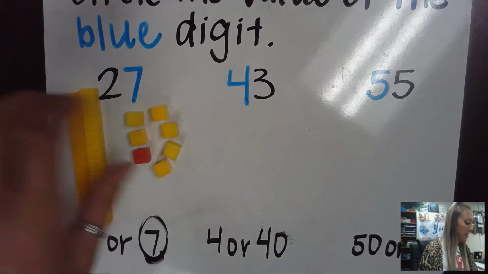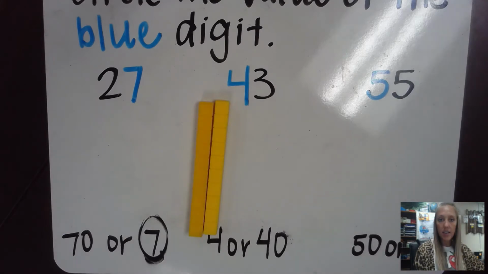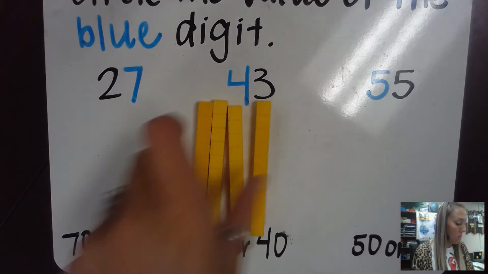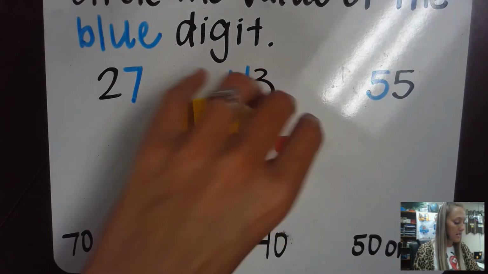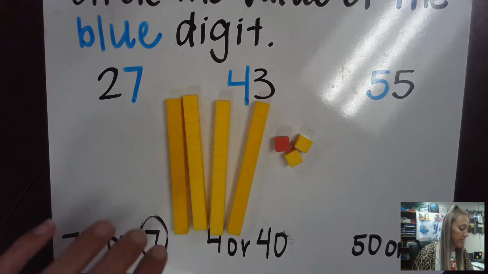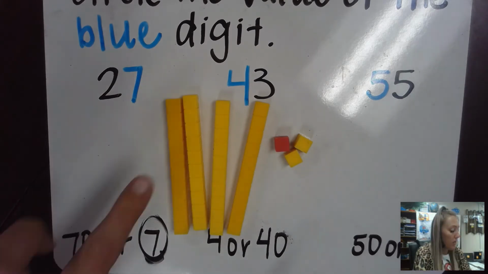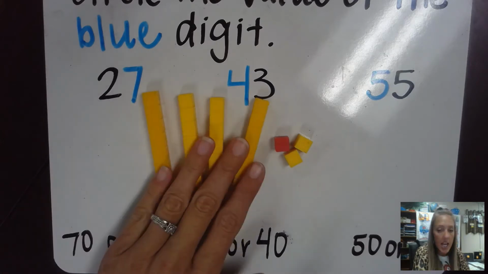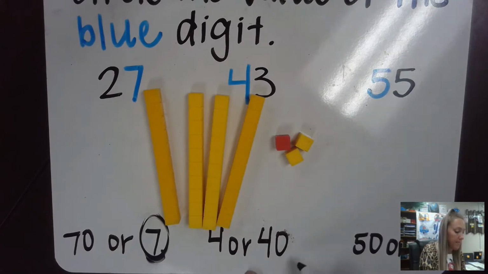And for our next one, we have 43. So I'm going to take 4 of these, 3 of these, and we're trying to find the value of the 4 in this number. Is it 4 or is it 40? Well, we've got 1, 2, 3, 4 tens, which is equivalent to 40.